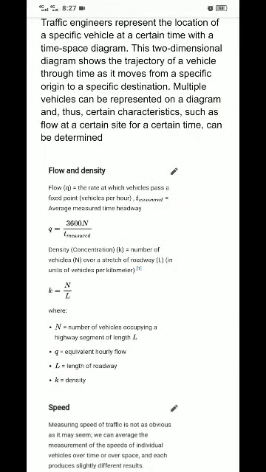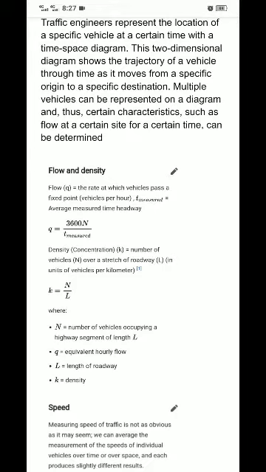So, flow and density. Flow, or the Q, is the rate at which vehicles pass a fixed point, in vehicles per hour. T measured is equal to the average measured time headway. So the formula for flow is Q is equal to 3600 N over T measured.